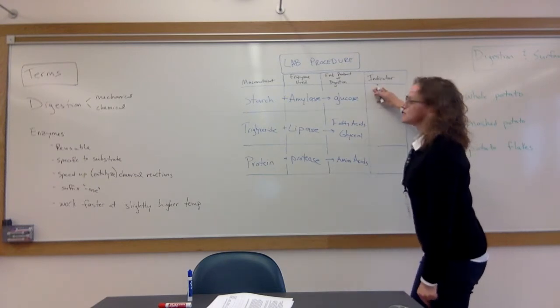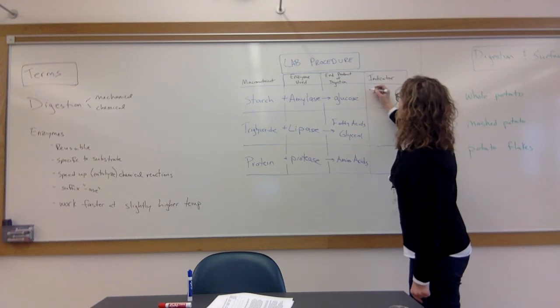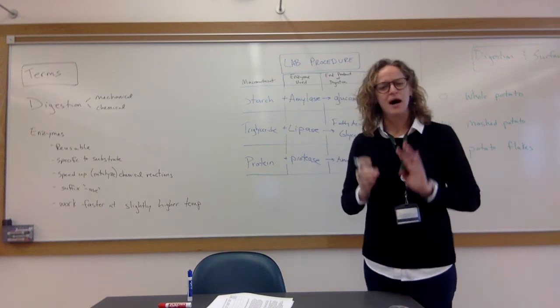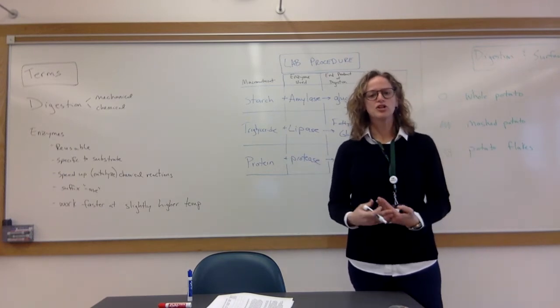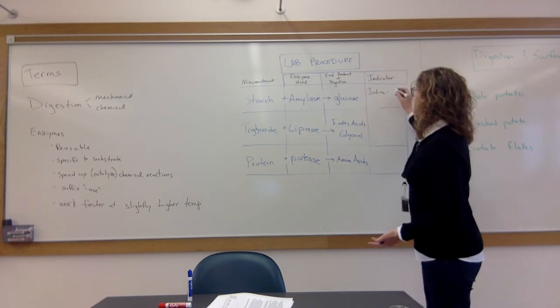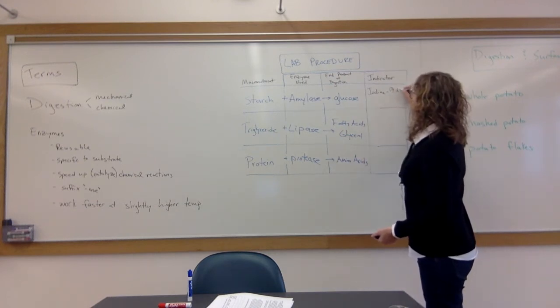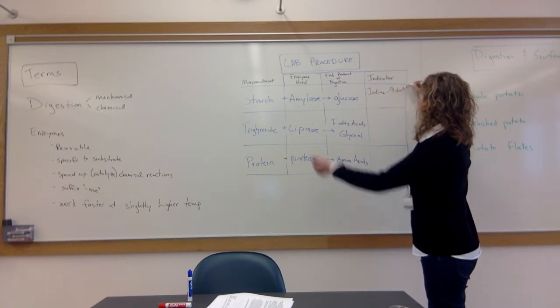All right, so the indicators that we used were iodine, because if a substance is positive for iodine, the color will turn dark blue or black. So we know something is positive for iodine if it turns dark blue or black.